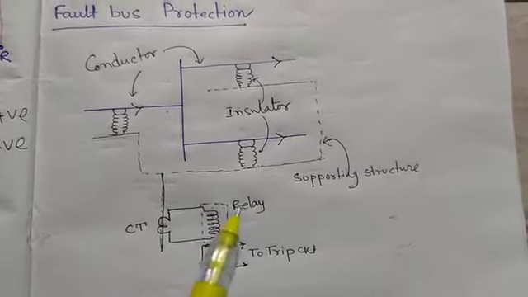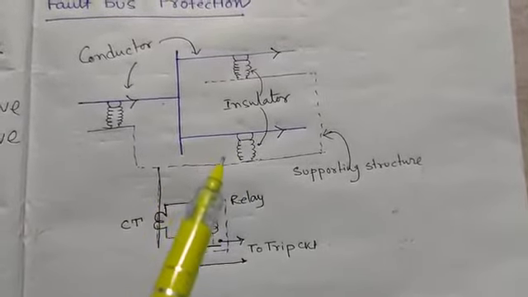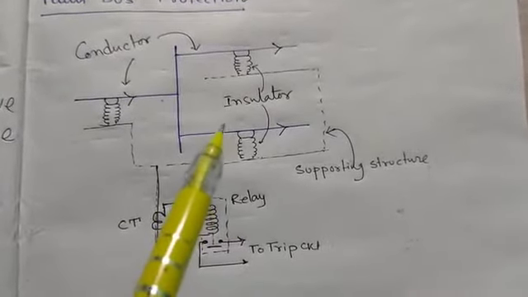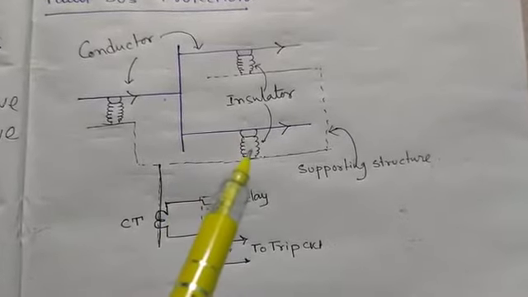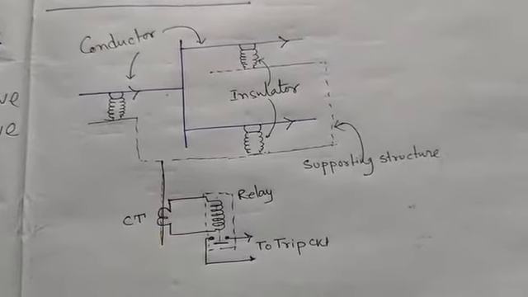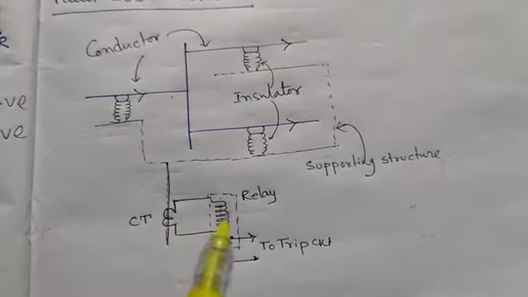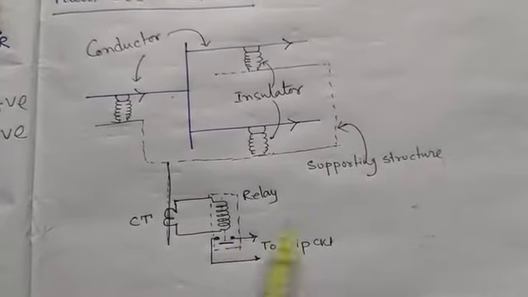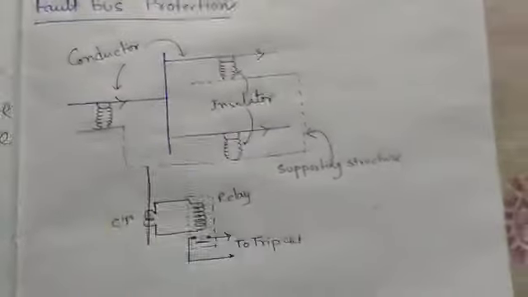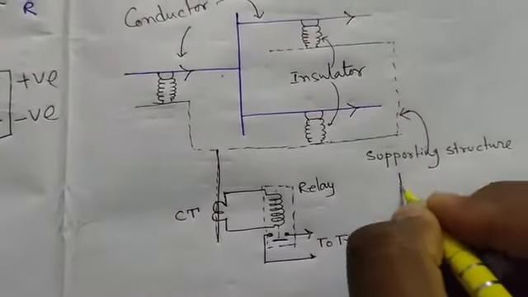If there is a fault and the conductor and the metal part are connected, by snapping of the conductors or puncture of the insulators, a current flows through this path, and the secondary of the CT will get some current, and that current will operate the relay and trip the concerned circuit breakers. So this is the fault bus protection system. It is also called the fault bus.